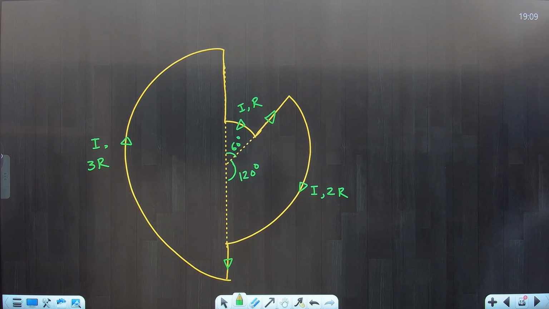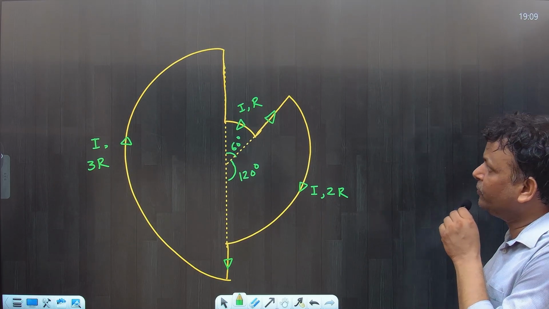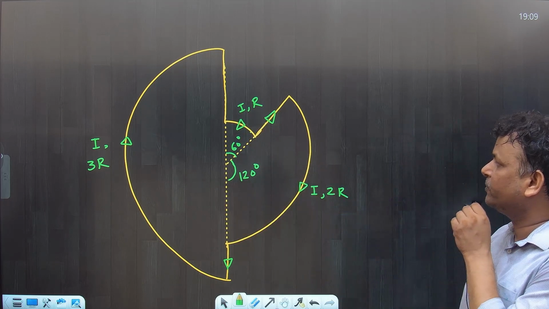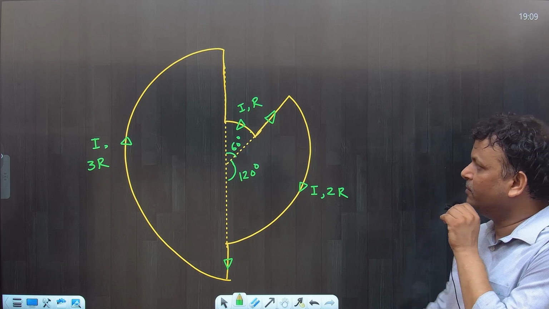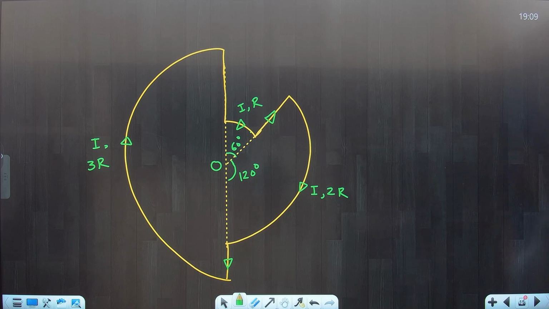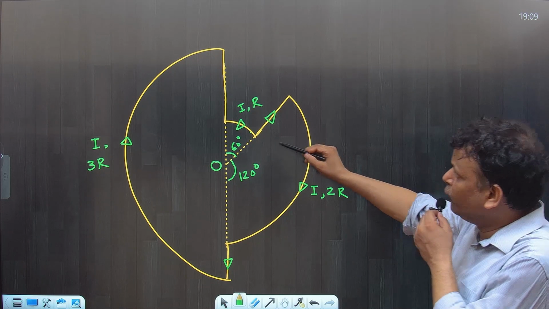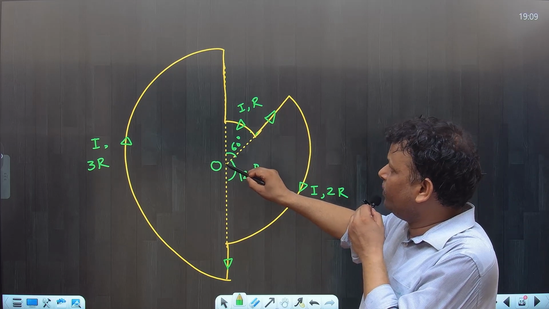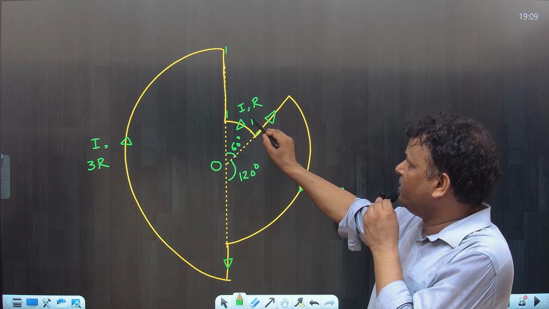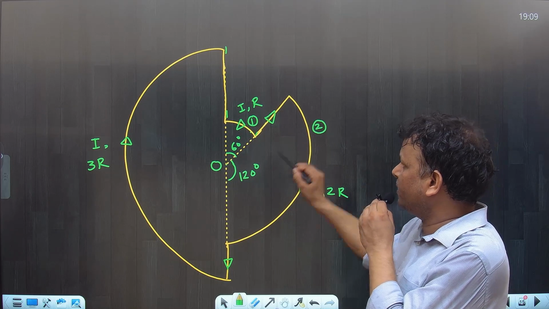Now consider this. There are three circular arcs, right? You have to find the magnetic field at the center. You can say that the two parts which are straight, due to them the magnetic field at the center will be 0. Due to this straight part, the magnetic field at O will be 0. Due to this straight part, it will be 0. So there are part number 1, part number 2 and part number 3.